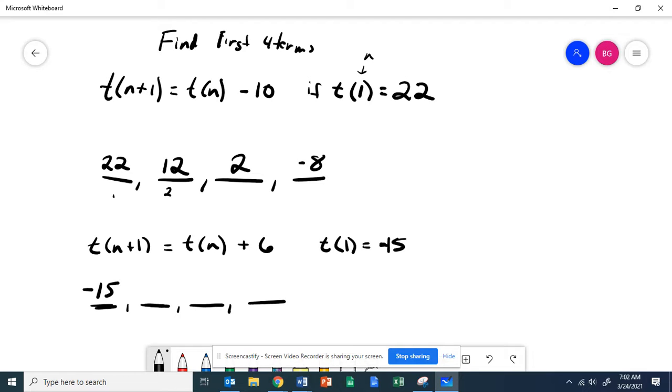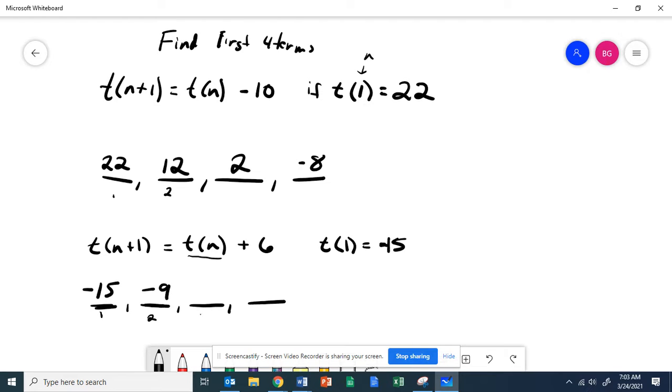Now, the recursive equation tells us the answer is the next term. But you got to know where you're at previously or where you're at now. So I'm at term number 1 now, and I want to get to the next term in my sequence. Well, I use the recursive equation, and I take where I'm at now, which is the t of n, and I add 6 to it. So negative 15 plus 6, that's going to get to where I want to go next, which is my second term. So negative 15 plus 6 is negative 9.